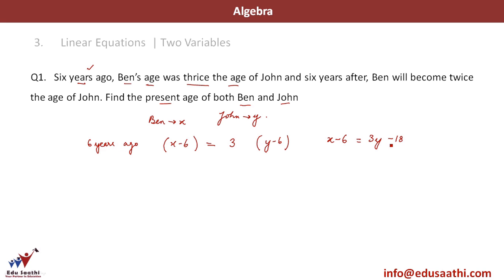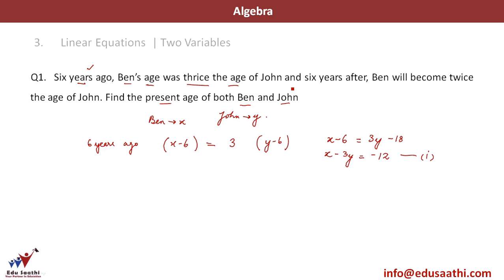I can bring the terms on one side. So the equation that I'll have, x minus 3y is equal to minus 18 plus 6. So this will be equal to minus 12. This is the equation that I get from the first situation.